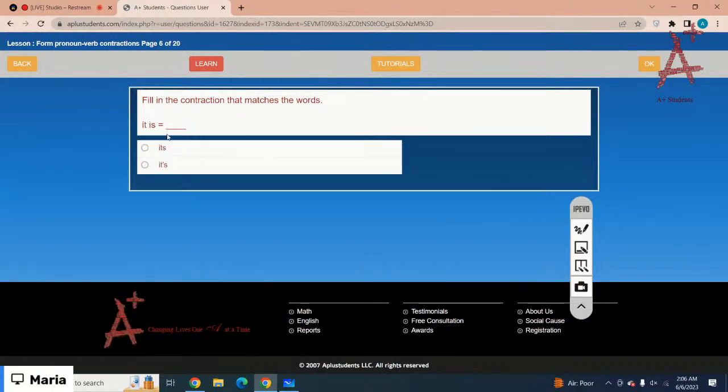Okay, the next one is fill in the contraction that matches the words it is. Which is the correct option, option 1 or option 2? So you have two options, its or it's. The correct option is the one with the apostrophe. Got it? That would be the second one. It is, and you could say it's. Got it? It would be the second one.